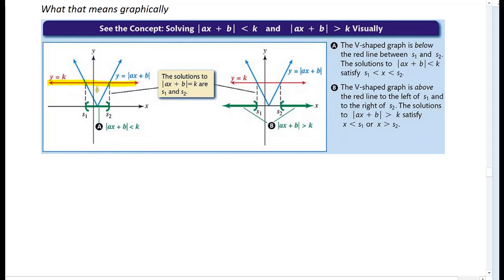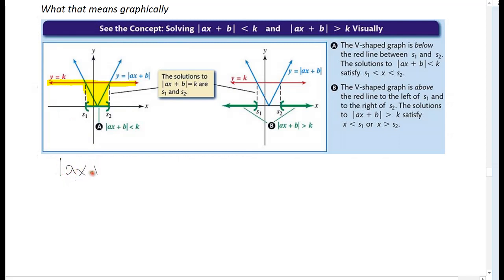If I'm less than k, I've got to be below it. My function values are below it, well, it's below it in that little V part. My function is less than k, so the y values are smaller than k, between the zeros where it crosses my x-axis and the k value. That's what the answer would be.